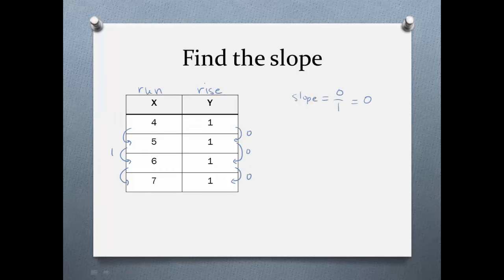And a slope of 0 turns out to be associated with a horizontal line. So we don't have a graph here, but if I plotted these points, 5, 6, 7, and a y coordinate of 1, I would get points that were right next to each other in a horizontal line. And anytime you have a horizontal line, that's a slope of 0.